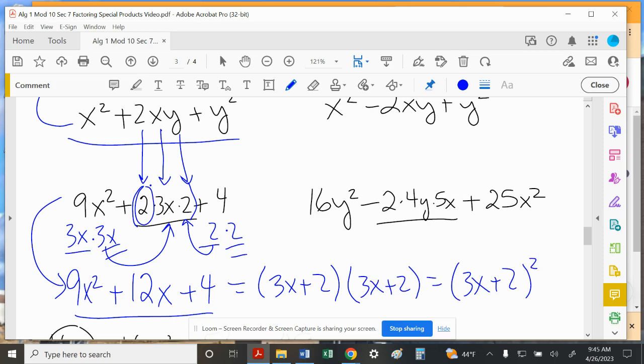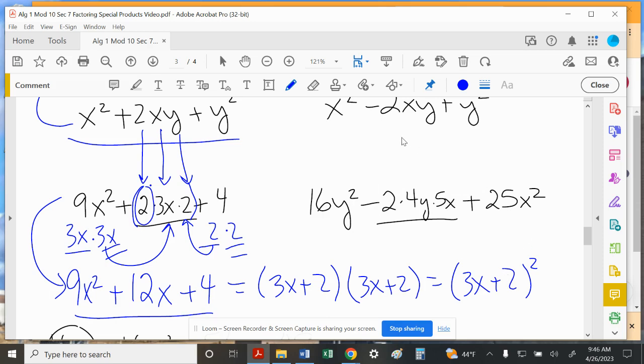Anytime we have a perfect square, both of the signs have to be the same. The sign in here always follows whatever the sign is in here. Notice this is a plus, so both of these are pluses. Here, because the sign in the middle is a minus sign, this sign would be a minus.